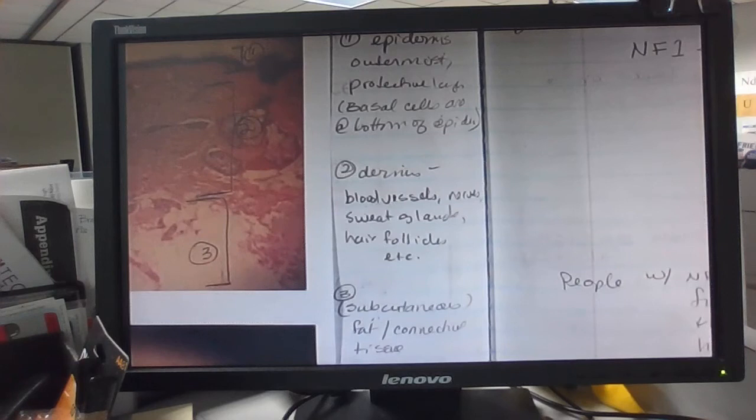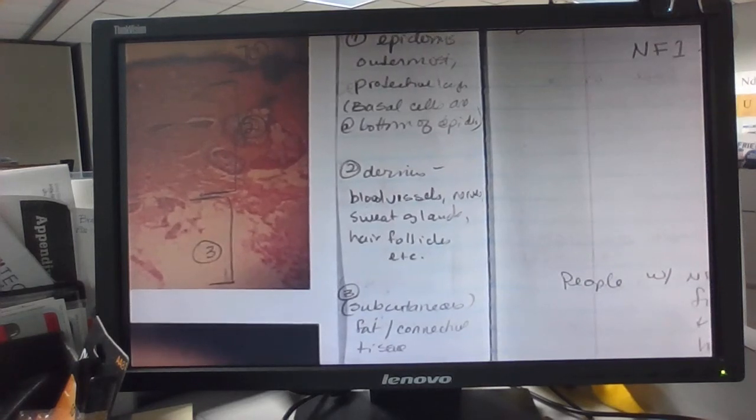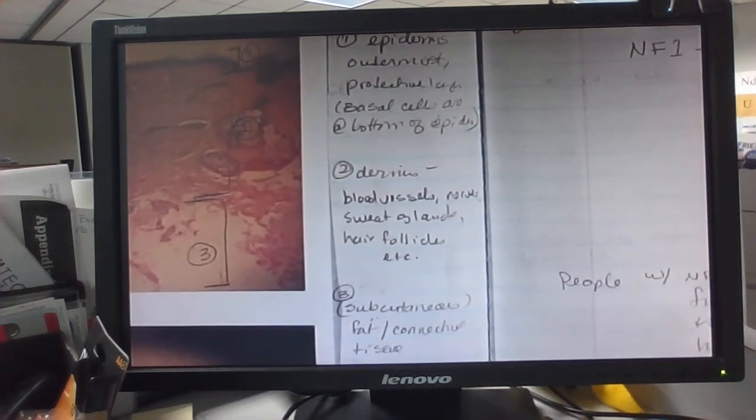So the top picture, the smaller picture, is supposed to be representative of a healthy biopsy, a healthy skin sample.